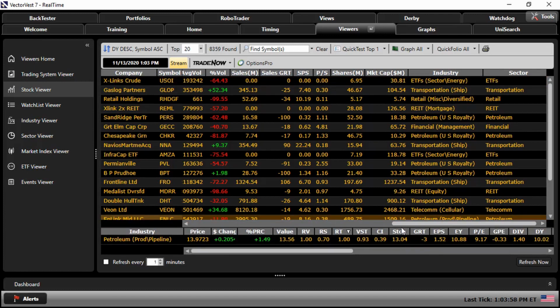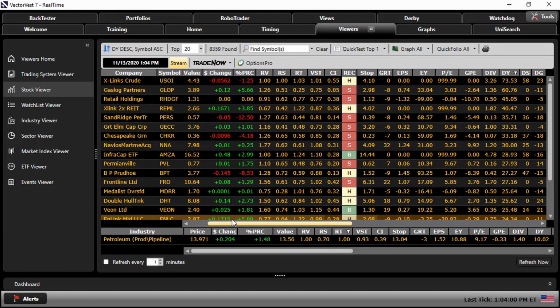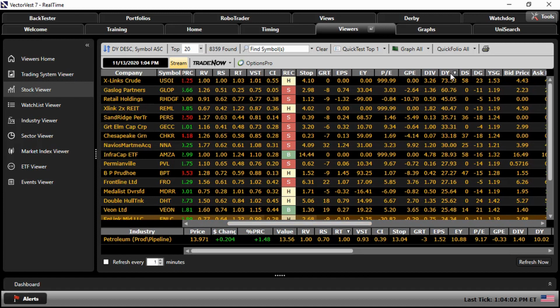Let's move this back over. A moment. There we go. Whoops. There we go. Dividend yield. These are big yields, but also take a look at the dividends that are being paid out as well. Look at the other data about these stocks as well.